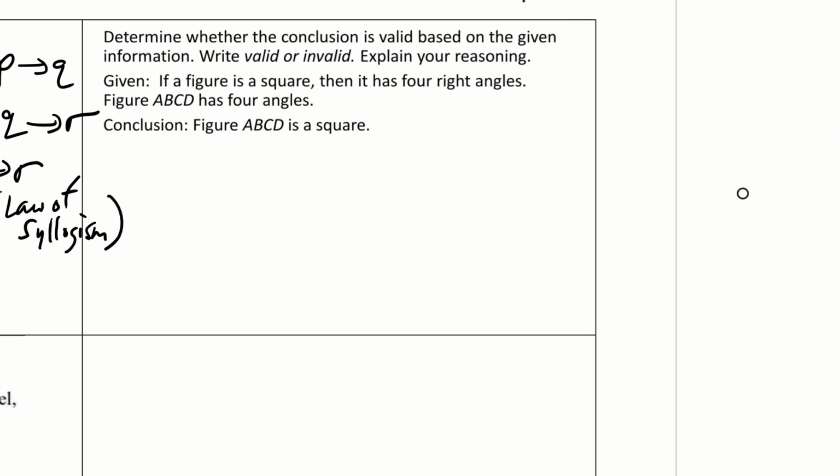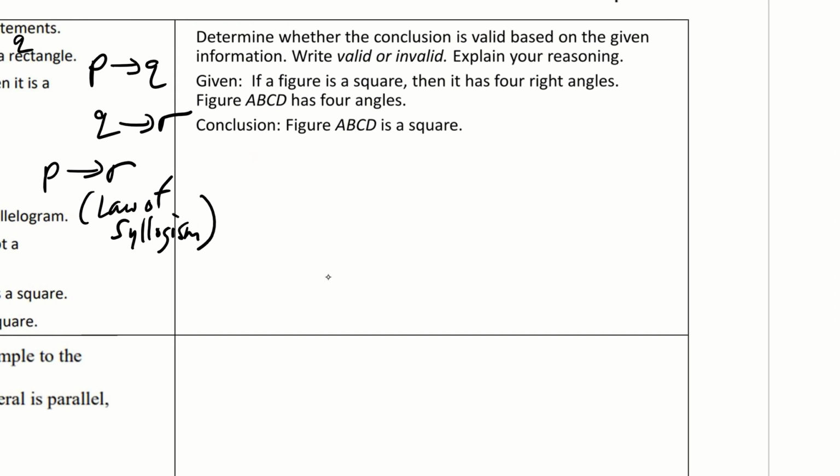All right, so here, determine whether the conclusion is valid based on the given information, valid or invalid. So if a figure is a square, then it has 4 right angles. So P implies Q, and then it says figure ABCD has 4 angles. Can we say that it's a square? No, this is invalid. We can't go backwards. We can only go from P to Q. We can't necessarily go the other way around.